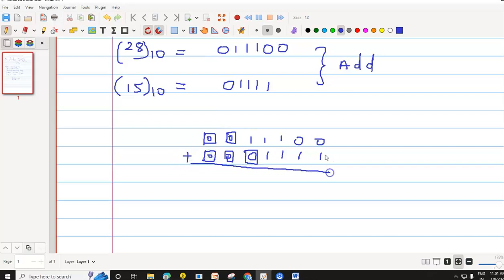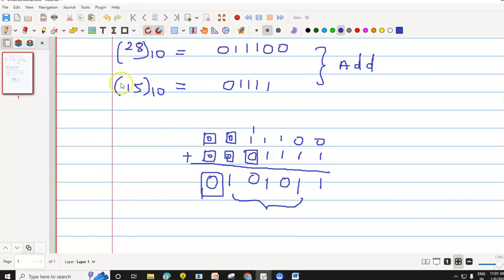Now let us see. 0 plus 1 is 1, 0 plus 1 is 1, 1 plus 1 is 0 carry 1, 1 plus 1 is 0 carry 1, and 0 plus 1 is 1, 1 plus 1 is 0 carry 1. So here it will be 1 and 0. Now this is our sign bit, and this is the magnitude.